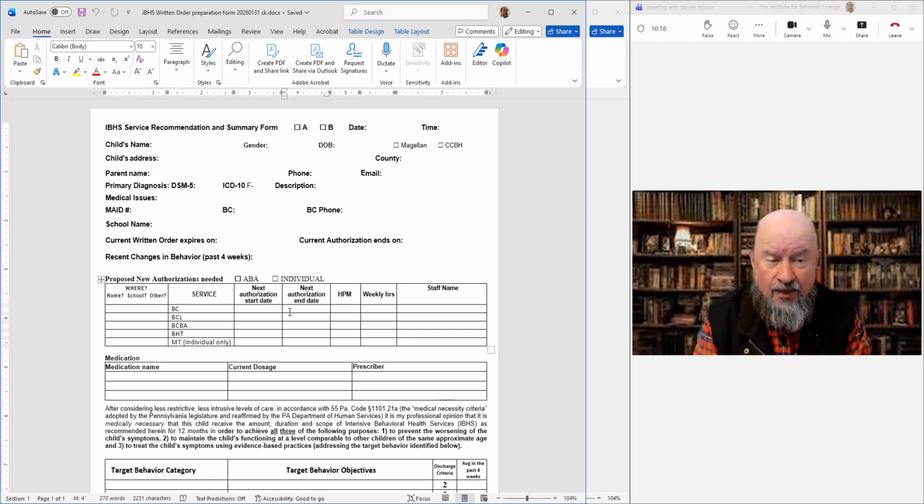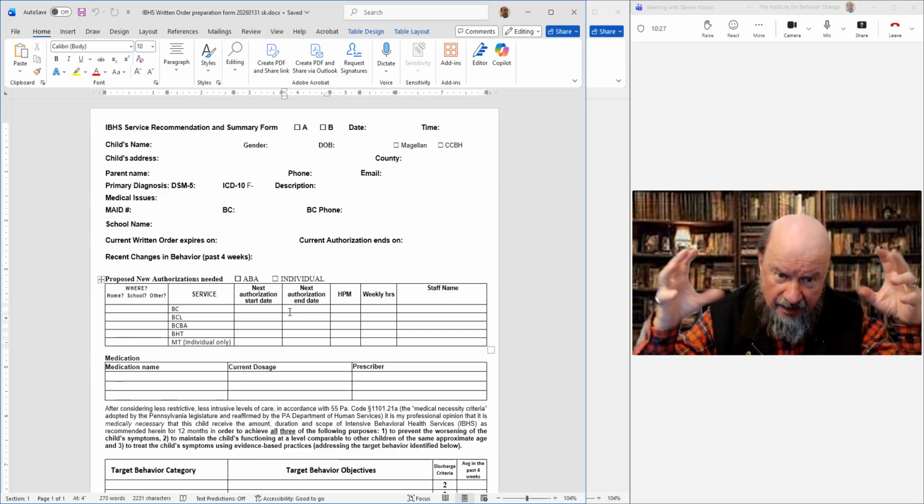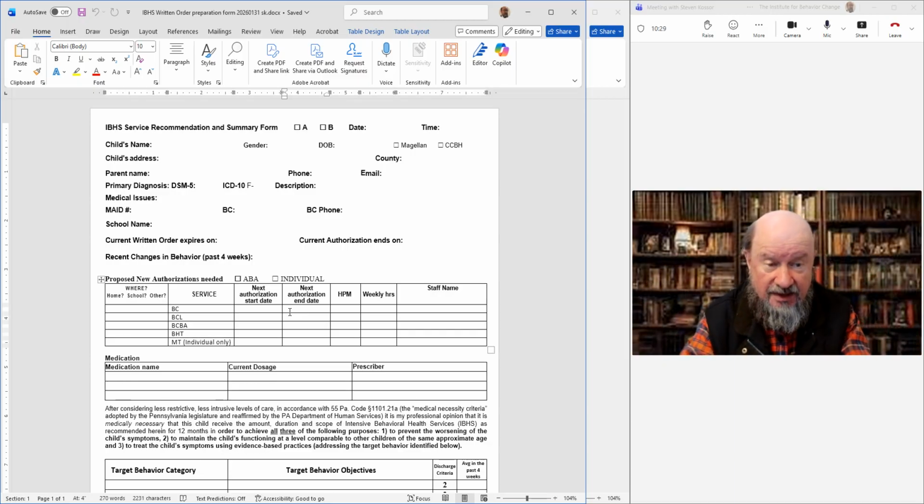You can't write a request in Magellan land, for example, for anything more than 6 months. You can make it shorter. It's not a good idea to do that because people get crazy when they see something that is atypical. So Magellan, 6 months. CCBHO, 1 year. And the peculiar part about that is the written order for both companies is 1 year long. So the written order goes for 12 months without question.